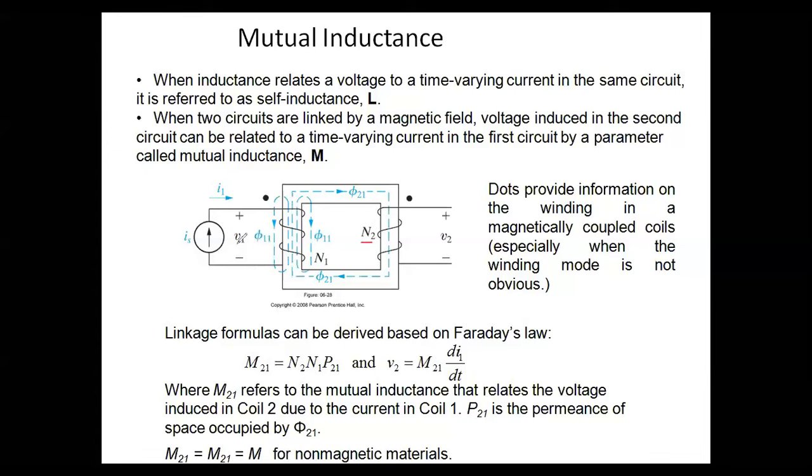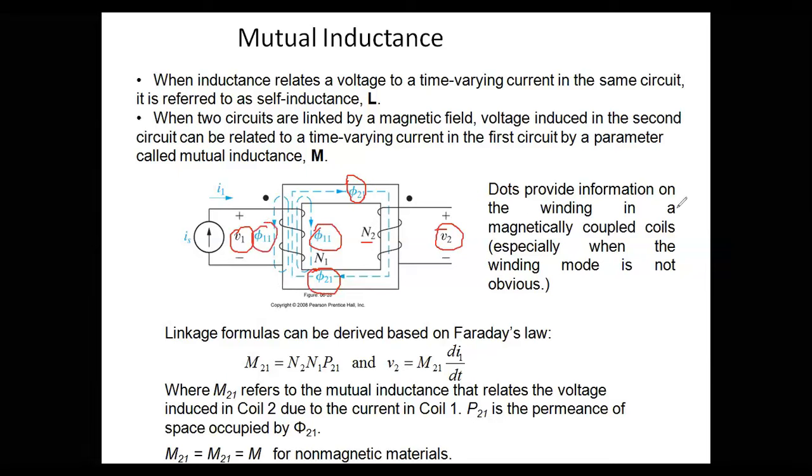For the first inductor, you can see there is a voltage V1, and then there is a voltage V2 for the second inductor here. Each of them has a magnetic flux, magnetic flux 2,1 and magnetic flux 1,1. I'm going to explain what that means to you. Dots provide information on the winding in the magnetically coupled coils, especially when the winding mode is not obvious. So linkage formulas can be derived based on Faraday's laws. Using that concept, we can come up with these two expressions here.